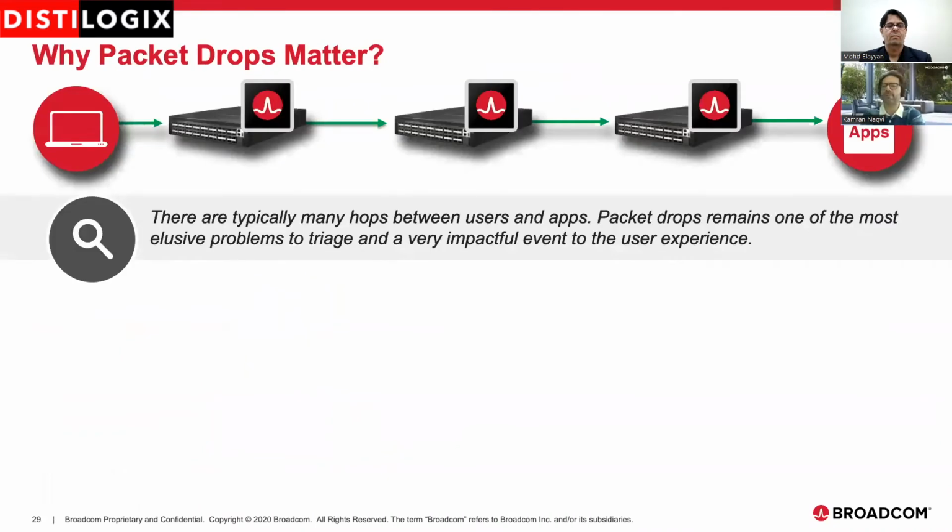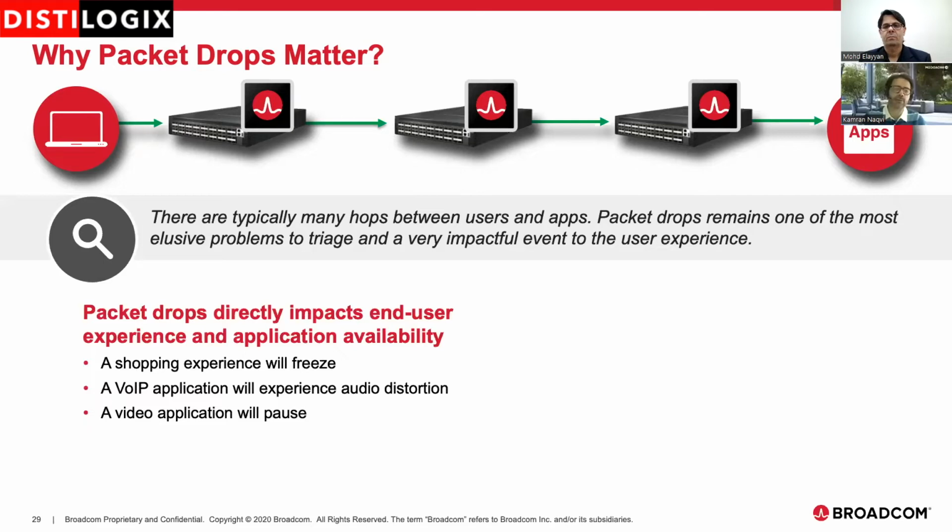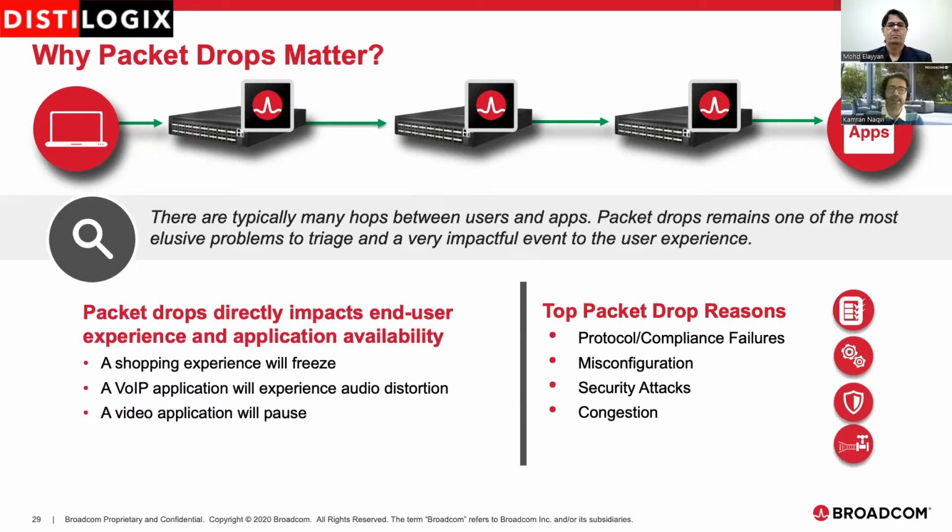So why do packet drops matter? Packet drops happen in the network and sometimes for a good reason. But we also know that for certain types of traffic, when packet drops happen, it can have a negative impact on the user experience. Your shopping will freeze. If we're using voice over IP, the voice becomes choppy or the video starts freezing or pausing. And it can happen because of a number of reasons: misconfiguration, security attack, overutilization, congestion, protocol issues, and so on.